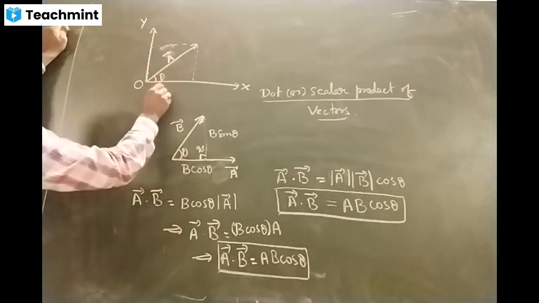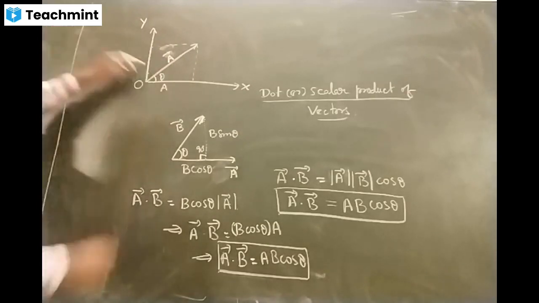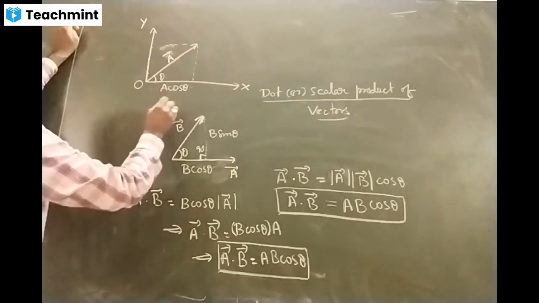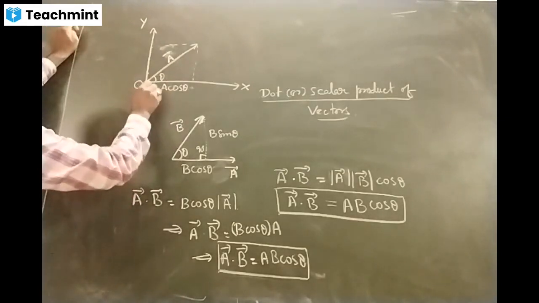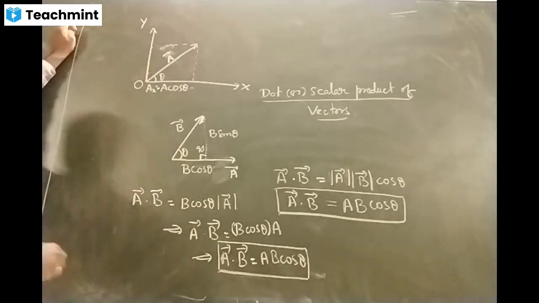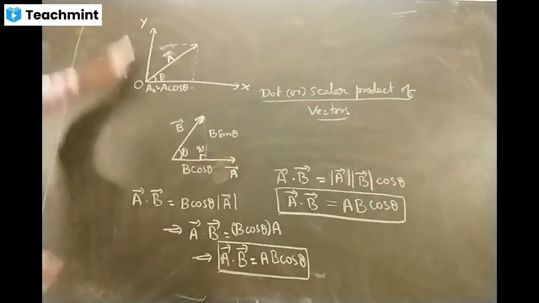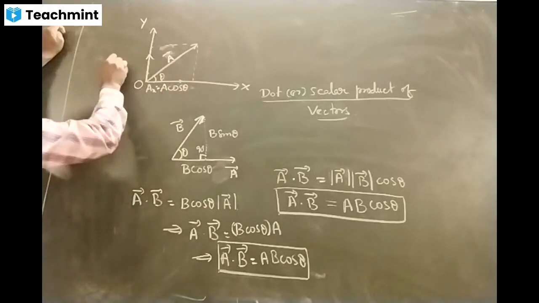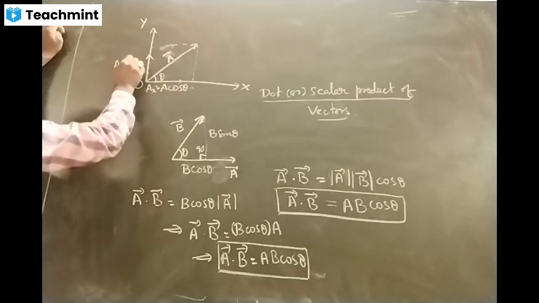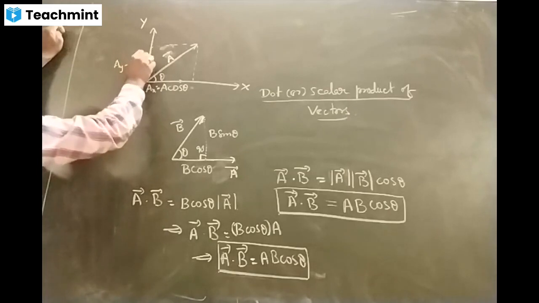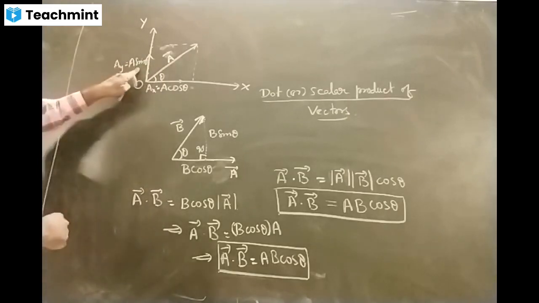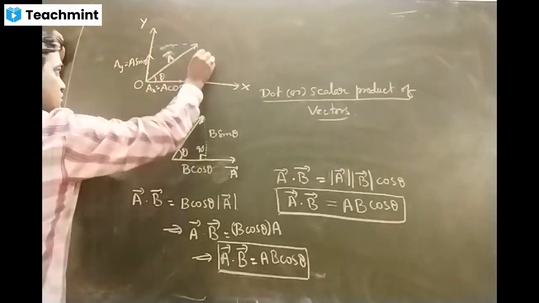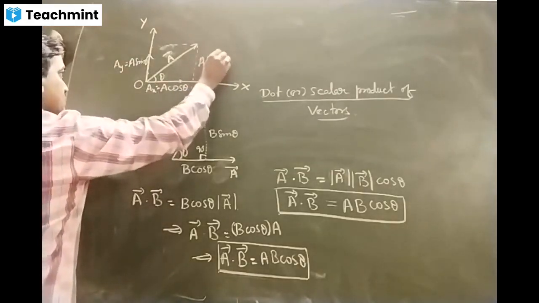What will you get here? You will get A cos theta along the x-axis. Simply I can write this as AX. AX is equal to A cos theta. What about this one along the y-axis? A sin theta. AY is equal to A sin theta.